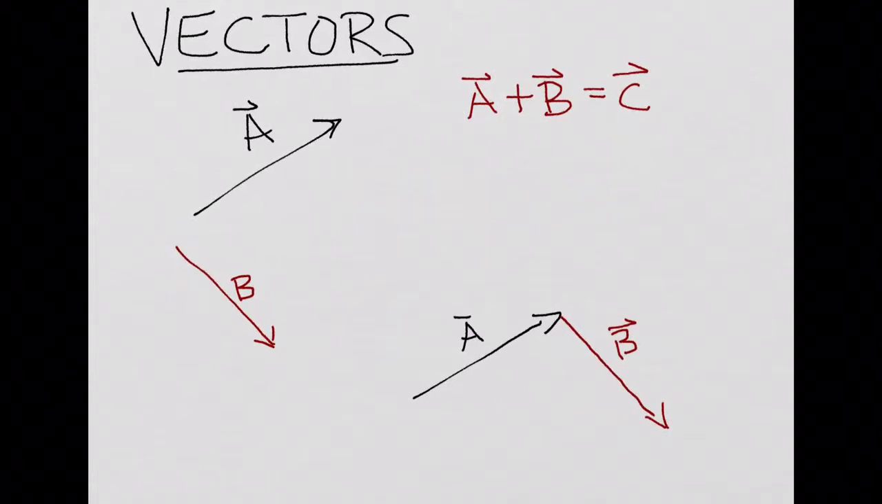And the resulting vector is C. So graphical addition is an easy way to get an idea what's going on. We lay the vectors tip to tail, and the resultant is this from the start of the first to the end of the last.